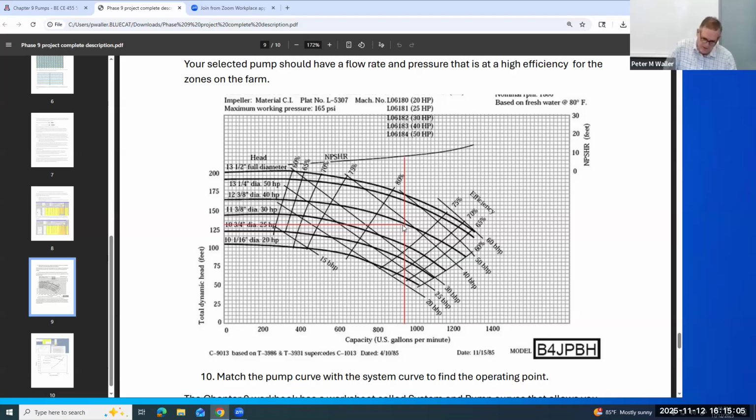If you're operating here, you cannot use a 30 horsepower motor. The motor horsepower cannot go below the operating point because otherwise you'll burn up your motor. So if my operating point was here, I would have to buy a 40 horsepower motor. They can attach any horsepower motor to this pump. So I would find my operating point, then I'd say I want a 12 3/8 inch impeller and I need a 40 horsepower pump.